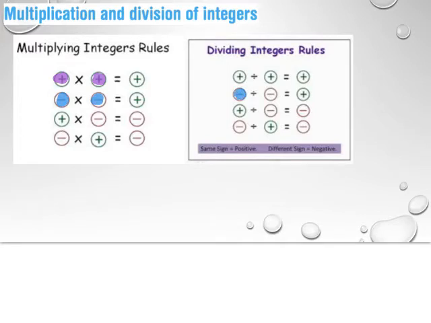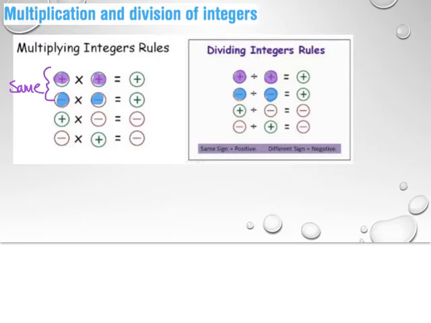And that is also the same for when I'm dividing. So when I'm dividing, exactly the same. If the signs are the same, positive divided by positive, my answer is also positive. So positive divided by positive is positive, negative divided by negative is positive, for multiplication and division. So we can see that if the signs are the same, then my answer will always be positive.